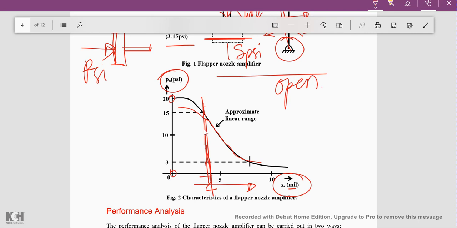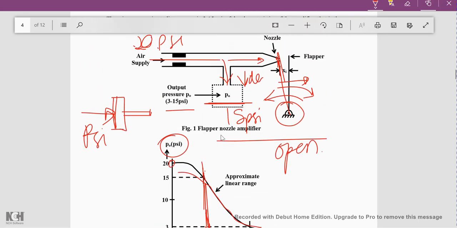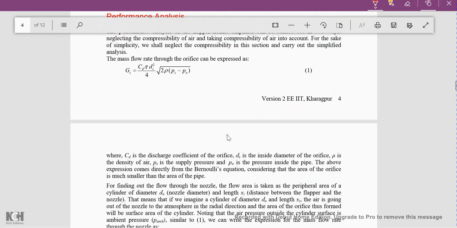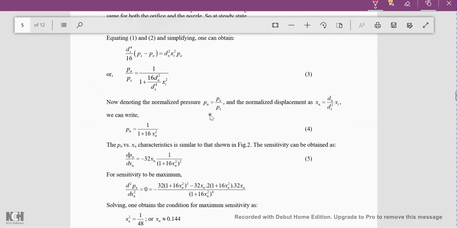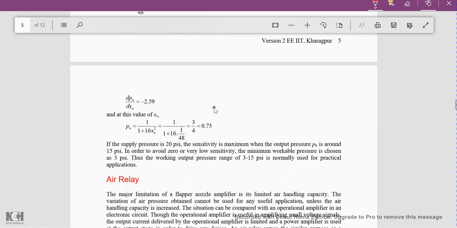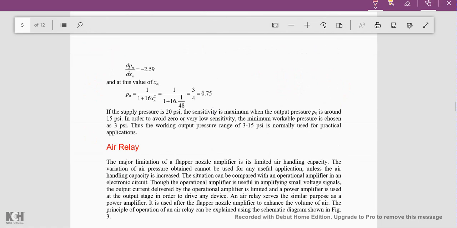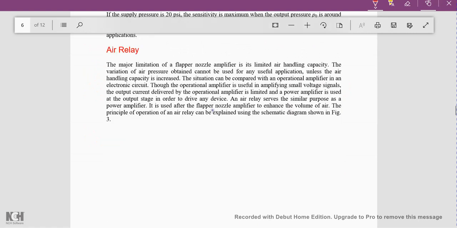Okay, so this is the characteristics of the flapper nozzle amplifier, and it is an important point, so you need to remember and prepare it as it is. Now that more detailed theoretical part, the mathematical calculations and all, we are not going to see, as it is not going to appear in your examinations.